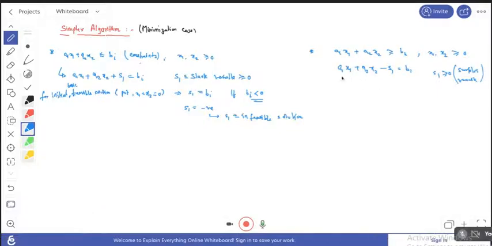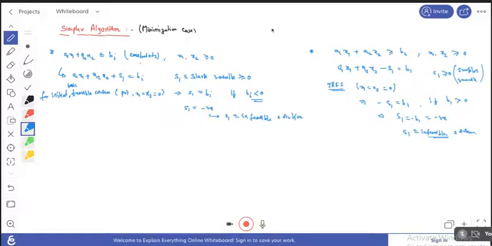Now for the initial basic feasible solution, you put x1 and x2 equal to 0. So this implies you get minus s1 equals b1. Suppose in that type of inequality, bi is greater than 0. Then s1 equals minus b1, which is negative, so in that sense s1 is infeasible. In that case also, you get an infeasible solution.